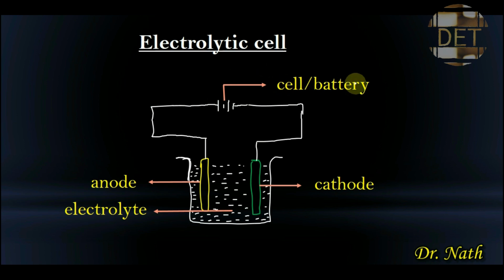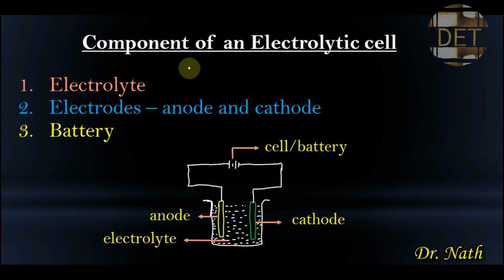It is composed of the battery, also known as the cell, the cathode, which is the negative electrode, and the anode, which is the positive electrode. Then we have the electrolyte, which is the molten compound that helps in conduction of the electric current from the battery. So the three major components are the electrolyte, the electrodes, made up of the anode and the cathode, and the battery, which is also called the cell.